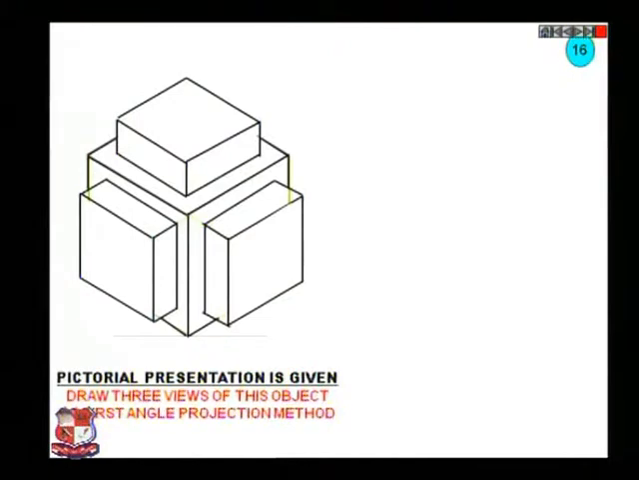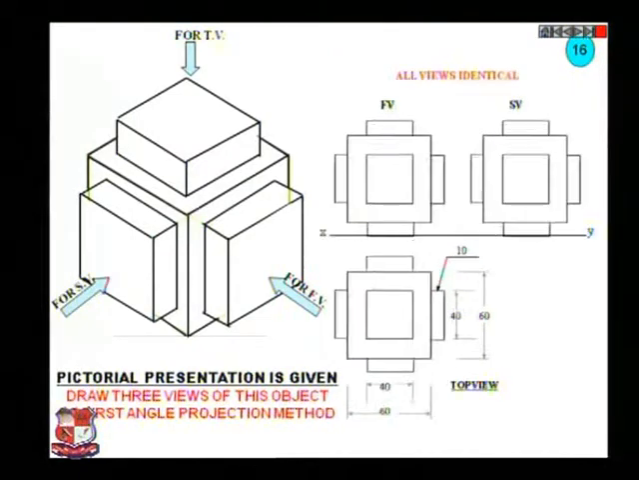Another problem which is identical: front view, top view and side view. These are the three views of this object. If you look from the front, top and side, all three views are identical. It's a very interesting case. Now if these three views are given to us, we have to draw the isometric view. In that case, we have to take care about the other views, and it's not easy to draw such a drawing from these identical views.